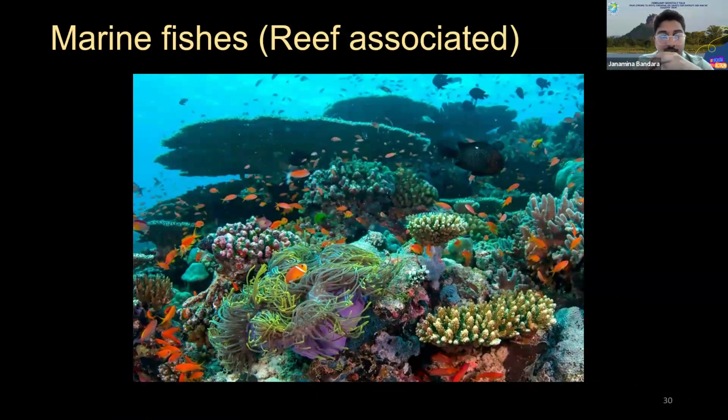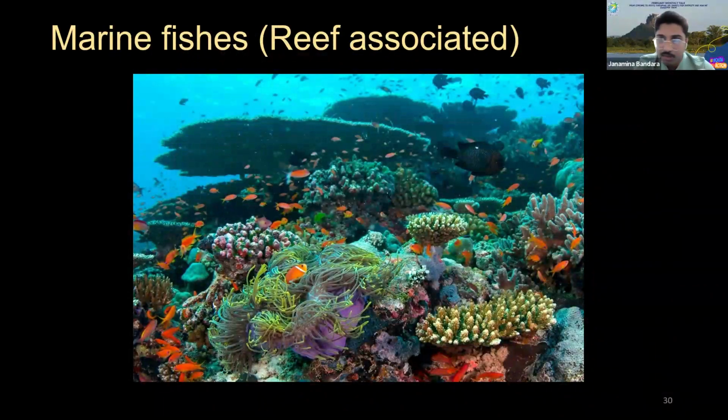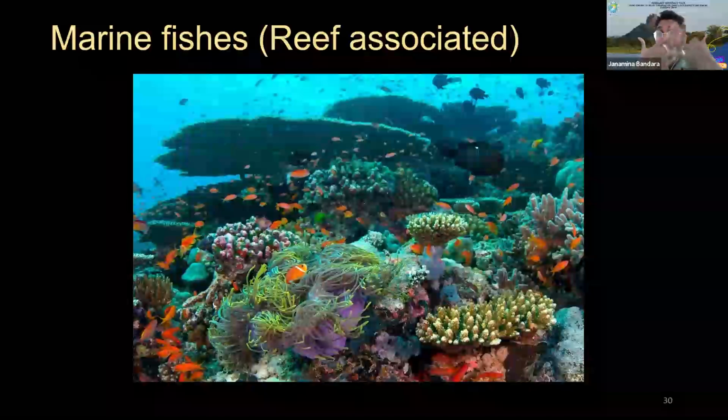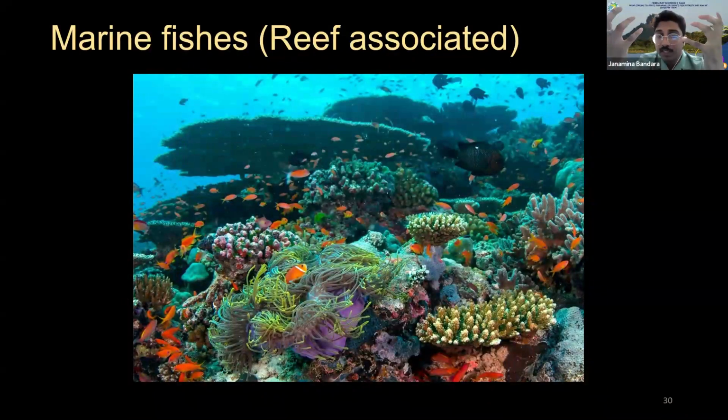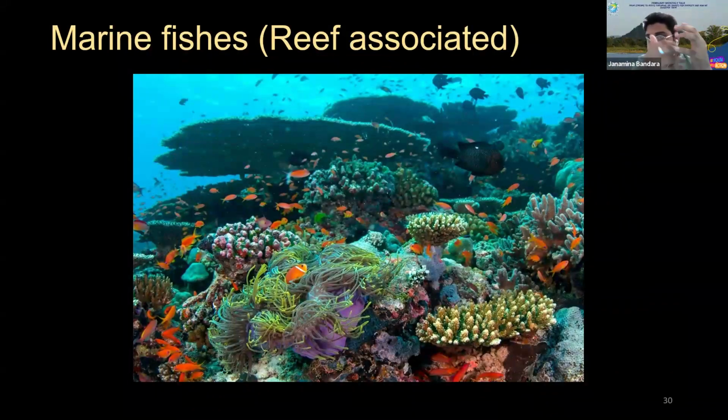The reason is, as you can see, these reef ecosystems are composed of corals and other substrates. These coral polyps are different colors, and the fish have to blend into this environment, otherwise they cannot survive for a long time, because there are predators roaming in the reefs. So they have to be very careful.